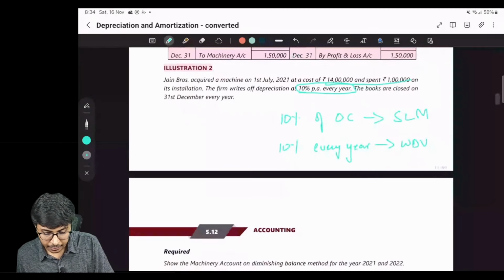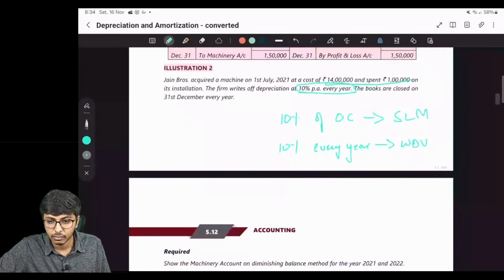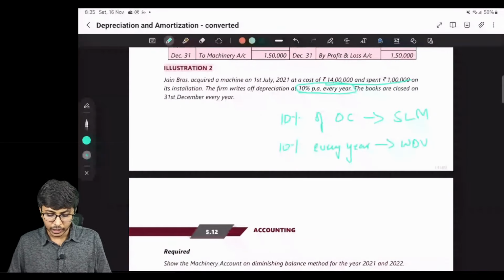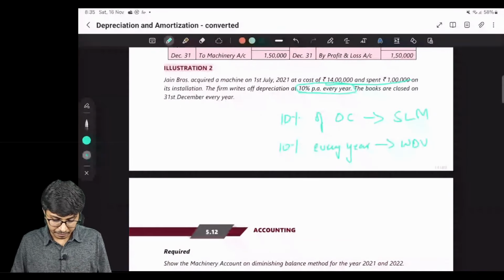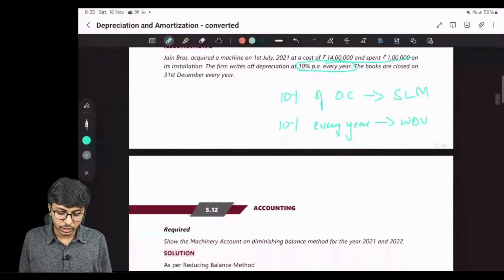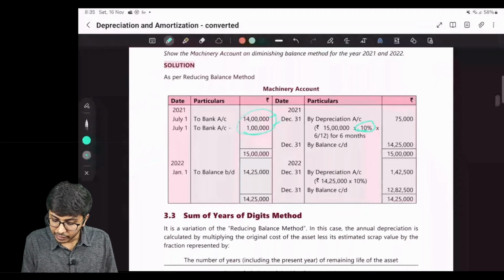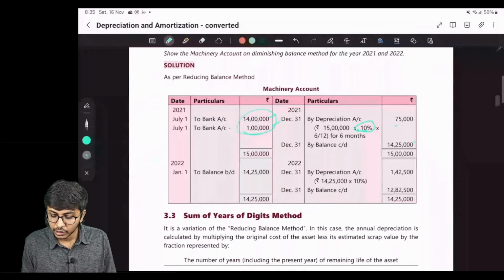Okay, quickly. So let's not waste time. Are you getting the key difference here? Okay, the books are closed on 31st December every year. We will see this. I told you 10%, so 75,000. Now what is the balance? 14 lakh 25,000. Now 14 lakh 25,000 is the balance.